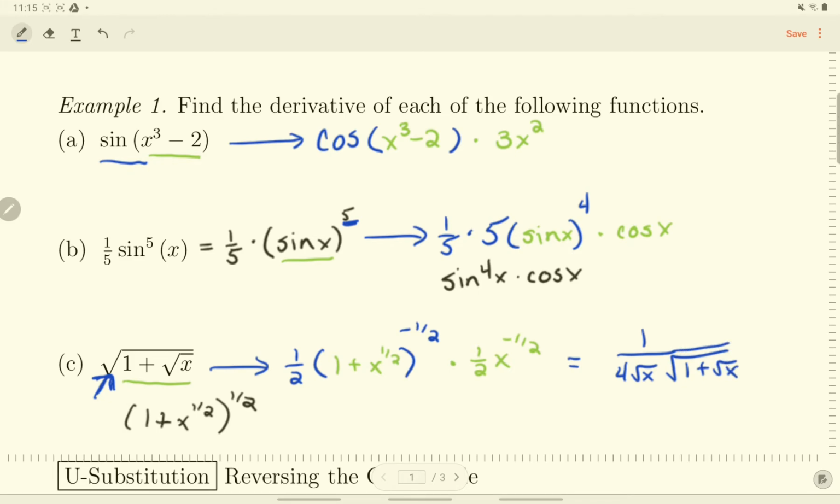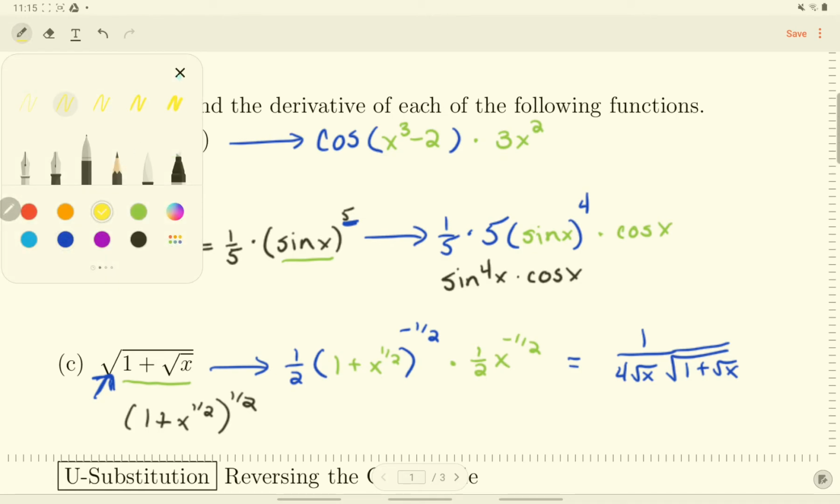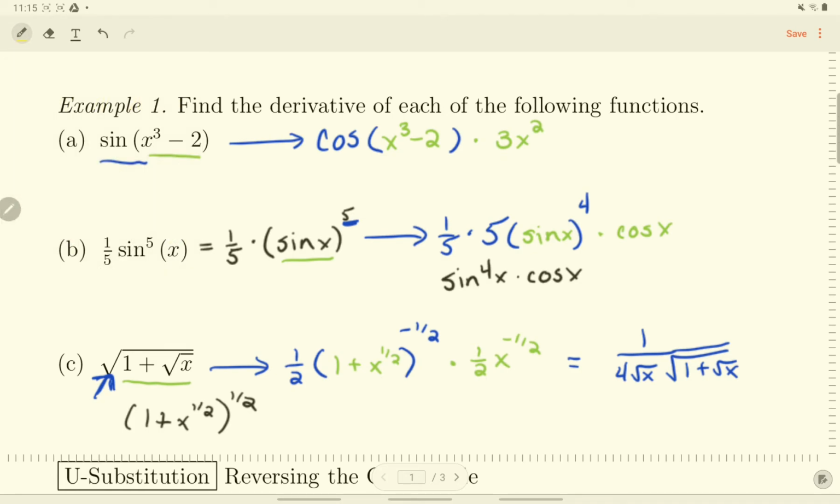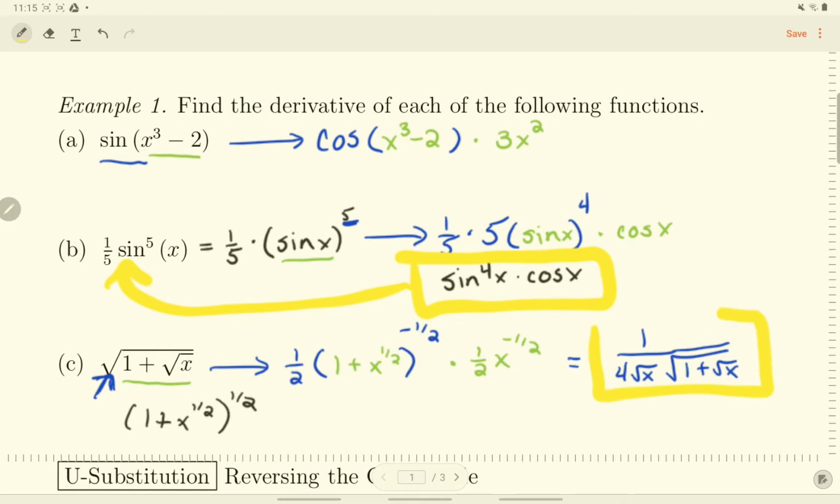All right, so that's the chain rule. The point of substitution is I want to reverse the chain rule. So I want to be able to look at something like sine to the 4th x cosine x and get back to the 1/5 sine to the 5th x. Something like this craziness here, 1/4 root x square root 1 plus root x, and get back to that original function. That's the point of U-Substitution. So the way we do that is we have to pick out what the original inside was, okay, and work from there.